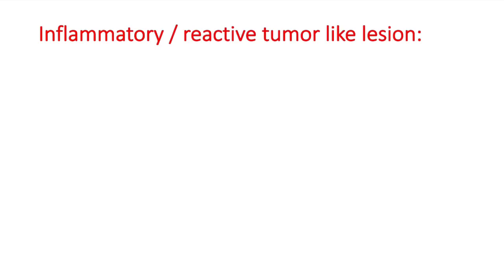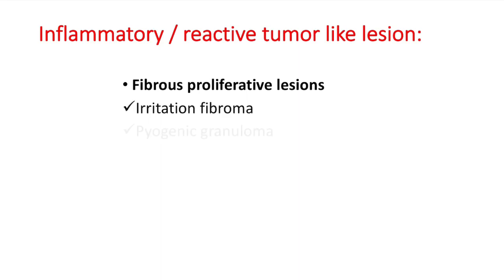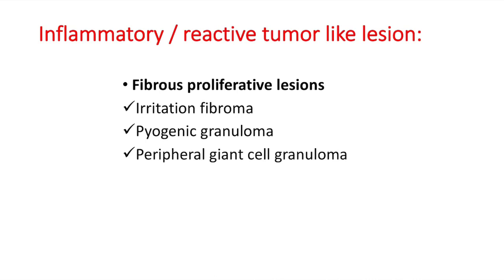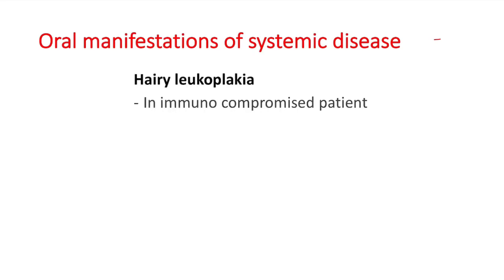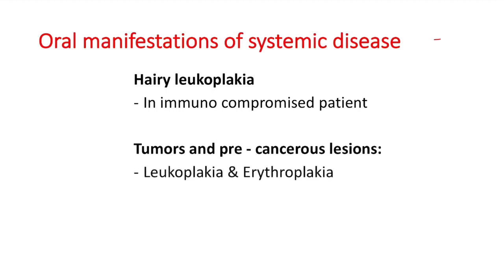Inflammatory or reactive tumor-like lesions comprise fibrous proliferative lesions, in which irritation fibroma, pyogenic granuloma, peripheral giant cell granuloma, and the second type, aphthous ulcers, also called canker sores, and glossitis. In infections: HSV infection, oral viral infections, oral candidiasis, which is also a fungal disease, deep fungal infections, oral manifestation of systemic disease, and hairy leukoplakia, which occurs in immunocompromised patients. Tumors and precancerous lesions: leukoplakia and erythroplakia, squamous cell carcinoma.